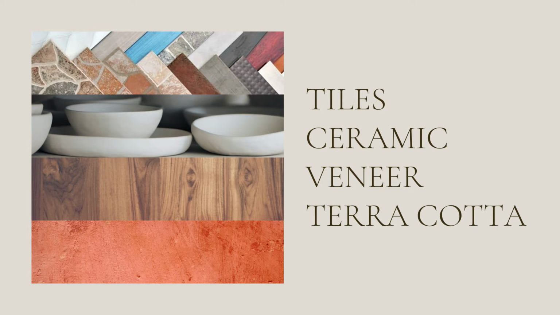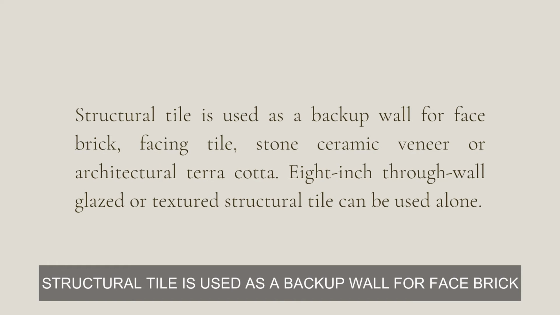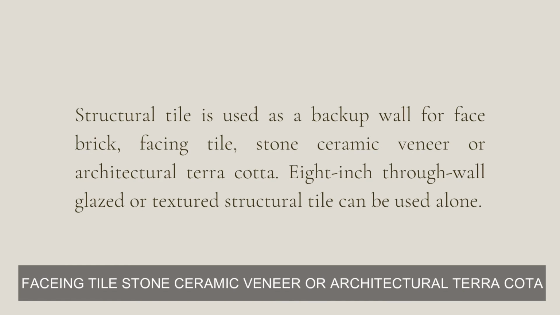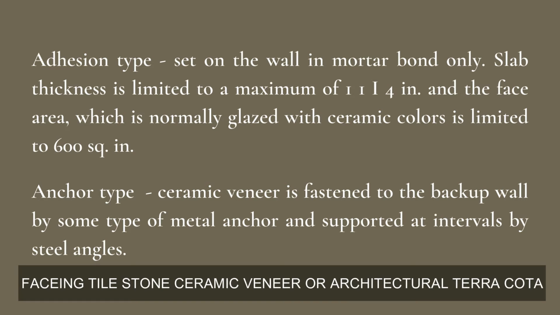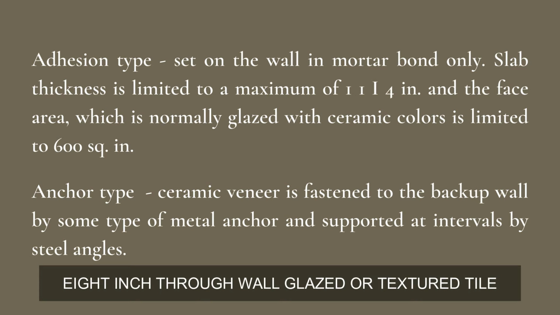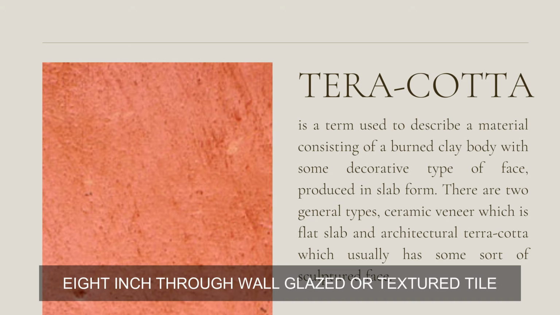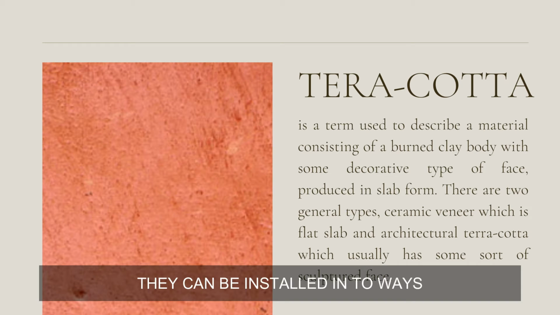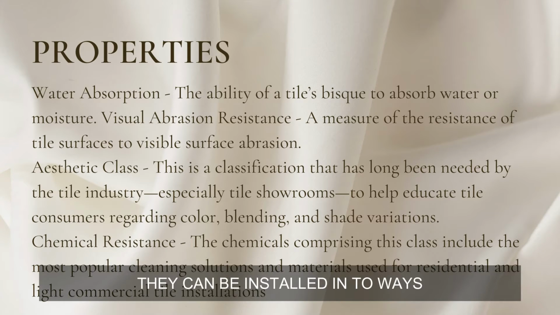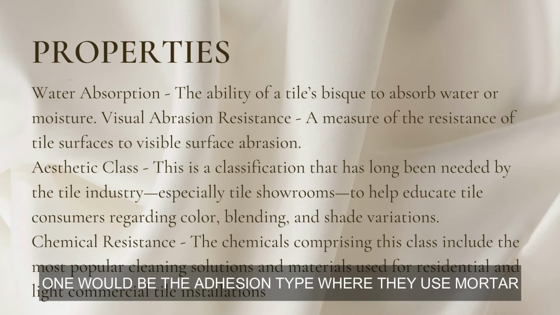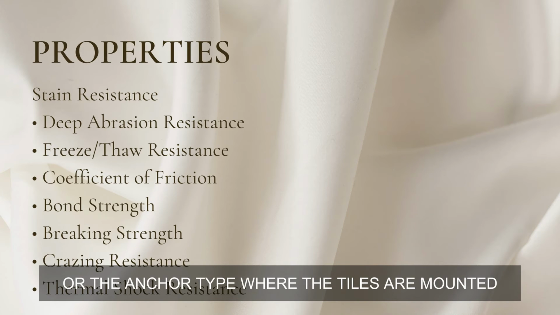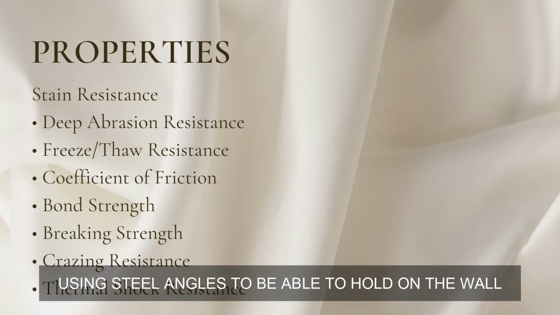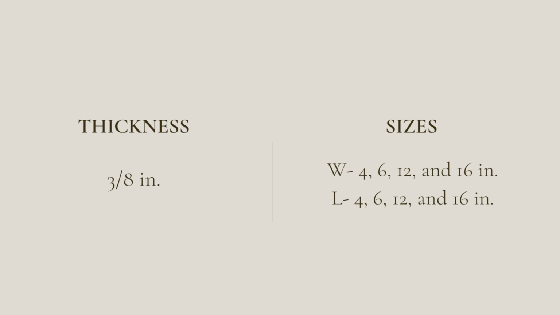Tiles: ceramic, veneer, terracotta. Structural tile is used as a backup wall for face brick, facing tiles, stone, ceramic veneers, or architectural terracotta. 8-inch true wall glazed or textured tiles can be used alone. They can be installed in two ways. One would be the adhesion type, where they use mortar, or the anchor type, where the tiles are mounted using steel angles to be able to hold on to the wall.